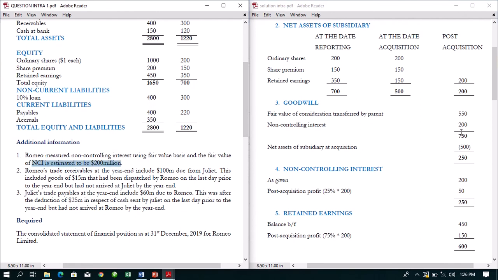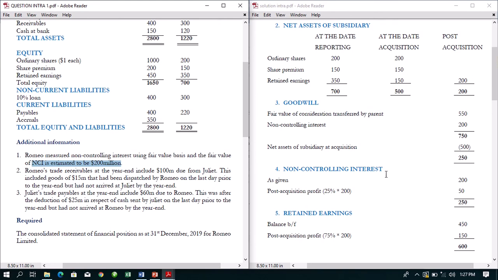So coming here gives me a total of 750, and we less the net asset of subsidiary at the date of acquisition. Now coming back to my workings 2, my net asset at the date of acquisition is 500 million. So less my 500 million here, gives me my goodwill to be 250. When I have my goodwill to be 250, I will definitely check for impairment. But in this question, there is no impairment. And if there is no impairment, what happens? We can definitely move on.